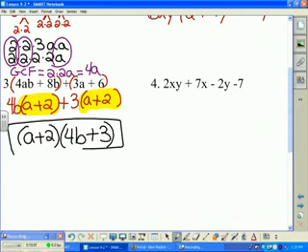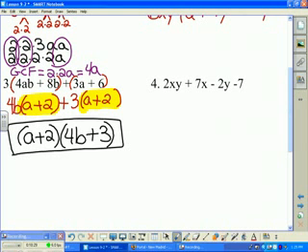Notice in the final answer that there is not an addition sign between the two parentheses. This is multiplication. So if we wanted to check this, we could check it by FOILing. And if we FOILed all of this out, in the end, if our answer is correct, we should get 4ab plus 8b plus 3a plus 6, how the problem began in the first place.